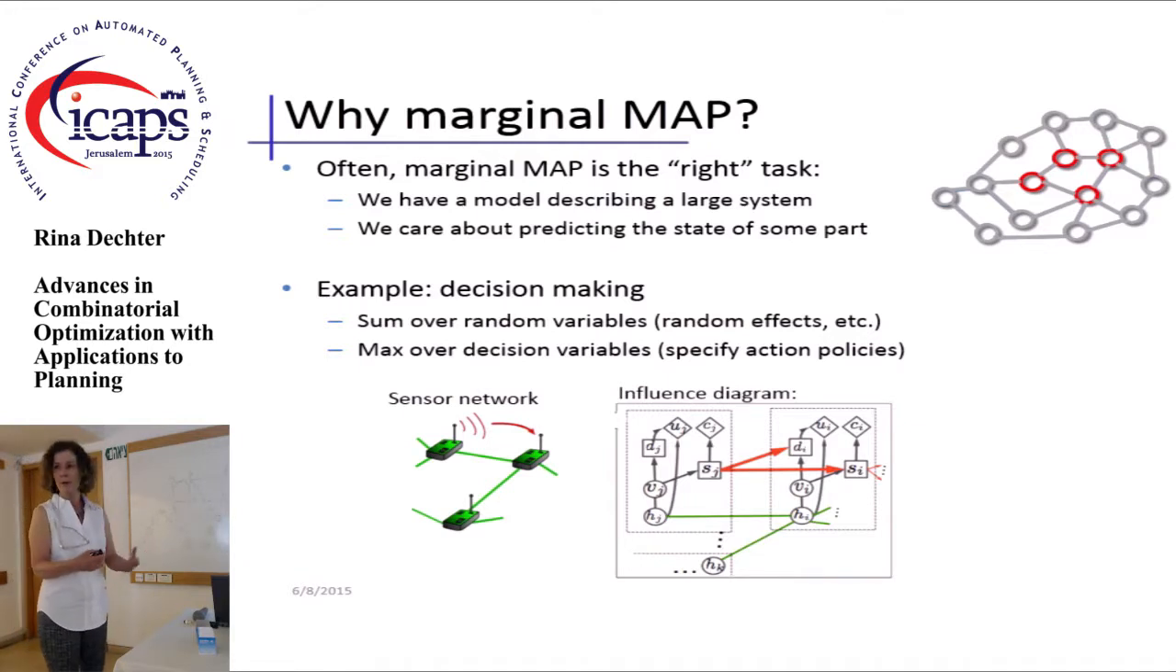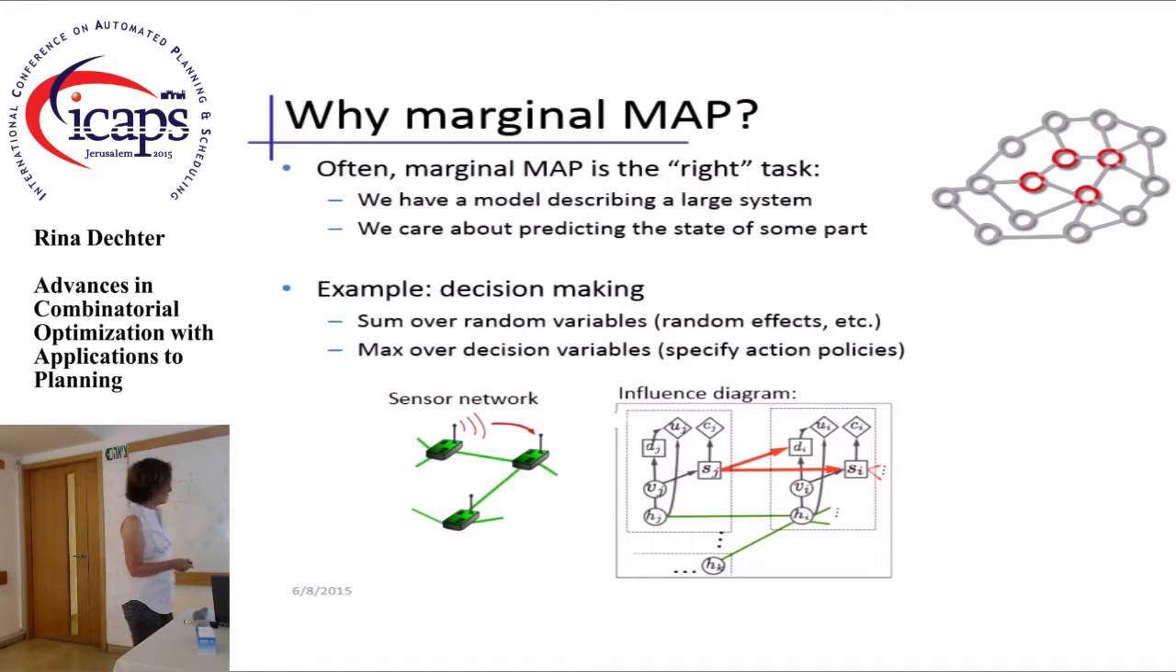That's the marginal map. You want to marginalize the probability function, so it will be a marginal only on this subset of variables, and now you want to find an optimal solution. And it's often what you want. So for example, in planning, we often have decision variables. This is an inference diagram here. That is, you have the time steps, and then you need to choose actions in each time step. Well, you have utility components.